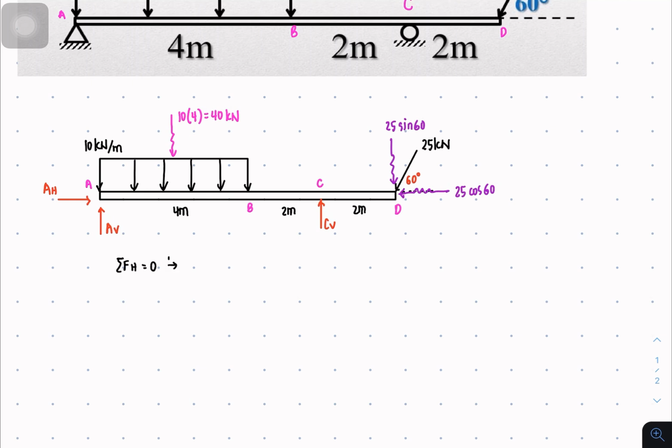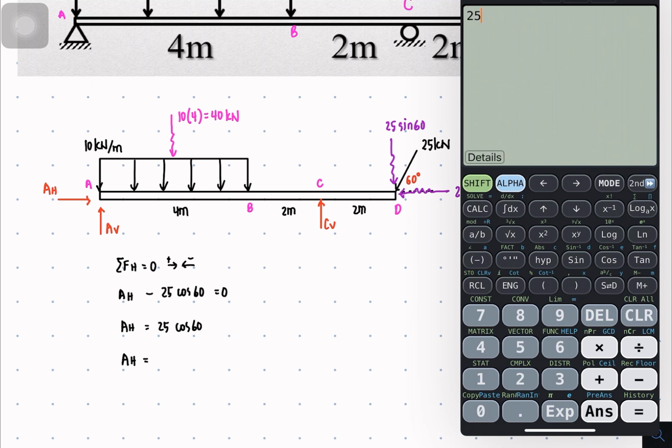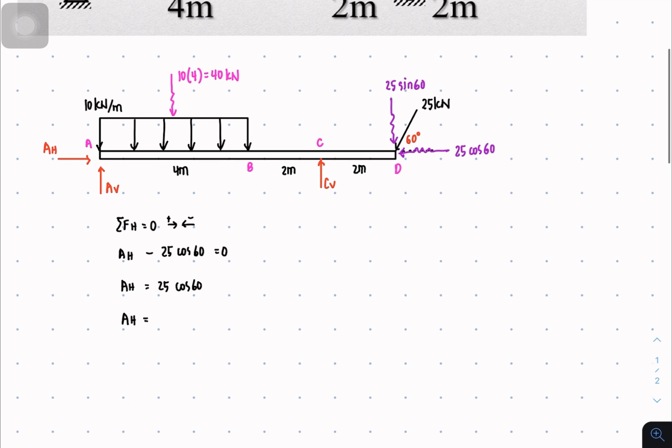Okay, so we're now ready to solve for the reactions, starting with summation of forces horizontal equal to 0, to the right positive, to the left negative. So the forces horizontal are AH to the right, and this one to the left, so minus 25 cosine of 60 equal to 0. Transposing that to the other side, AH equals 25 cosine 60. Let's get our calculator. So that's 25 cosine of 60, and that's equal to 12.5 kilonewtons. And this is your reaction at A.